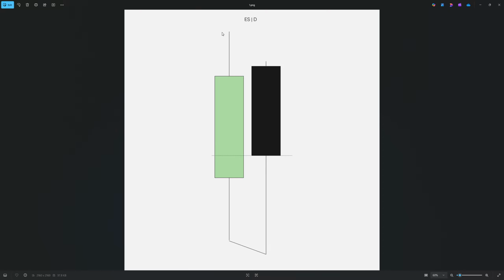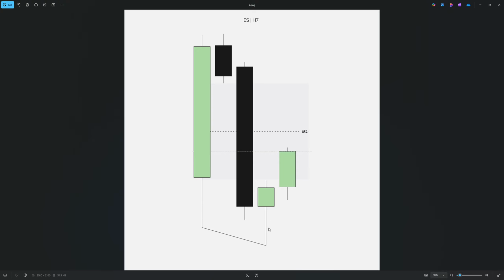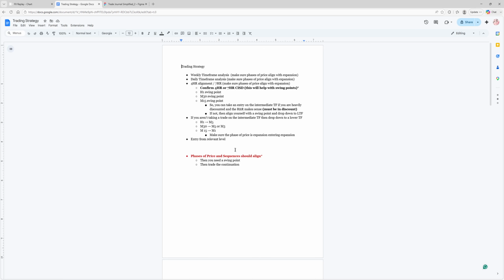Sometimes we're not going to get all the way up here, but this is the sequence, and it aligns with what we're seeing on the daily: external to internal. So now what do I do? I want to go to a time frame where I can easily see the change in state of delivery. And as I said, we do weekly analysis, then daily analysis, and then we find our 4 hour, and then we align our 4 hour and 7 hour with the daily analysis.